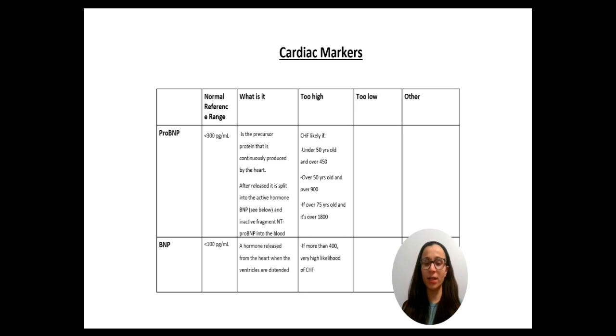So it basically is used for congestive heart failure. It goes by age as we saw before, but if someone is under 50 years old and has over 400, it's a high risk factor for congestive heart failure. BNP is a hormone released from the heart when the ventricles are distended. So that could indicate heart failure also. When the heart pump fails, your ventricles are going to overwork, and then they're going to be distended. Just like any other muscle, when you continuously work it, it's going to be distended and built up.